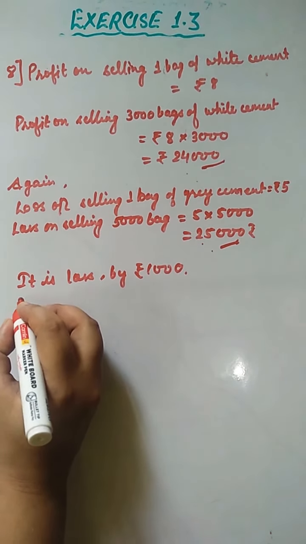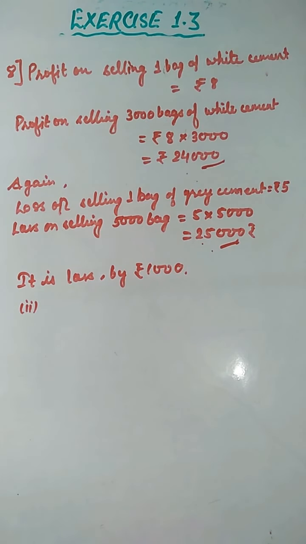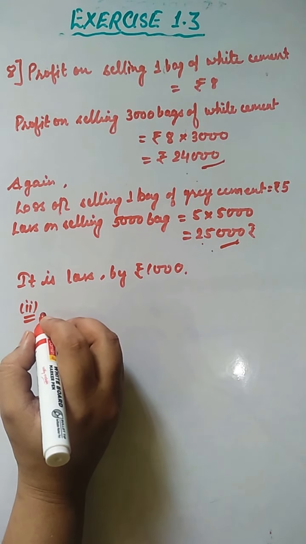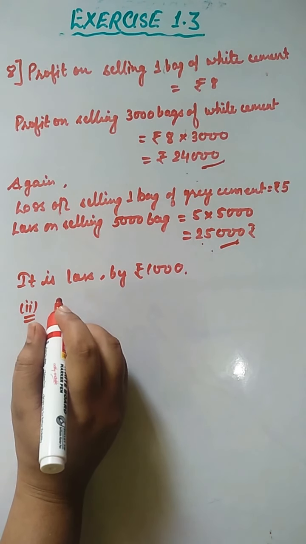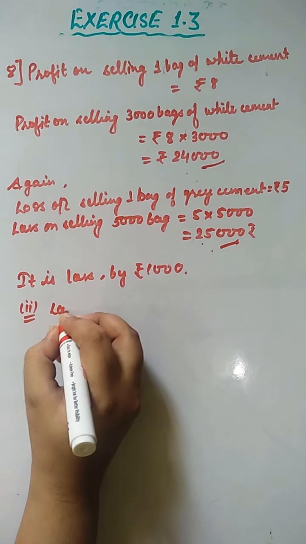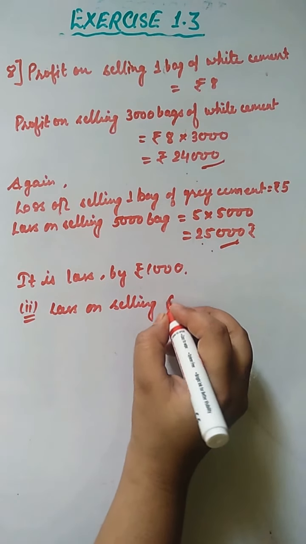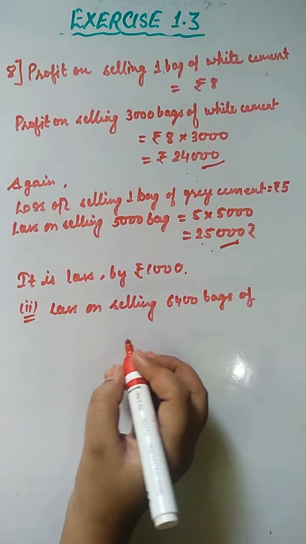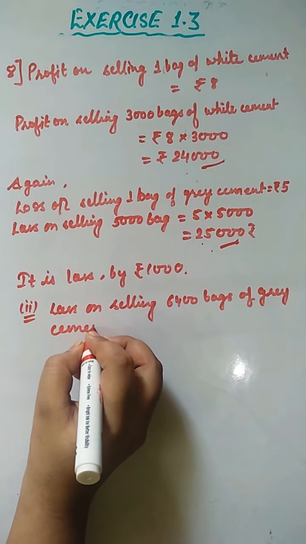Now the second part of this question, it is asking what is the number of white cement bags it must sell to have neither profit nor loss. So it is given that 6400 bags of grey cement have been sold. So for grey bags, there will be loss. So you can find out the loss on selling 6400 bags of grey cement.